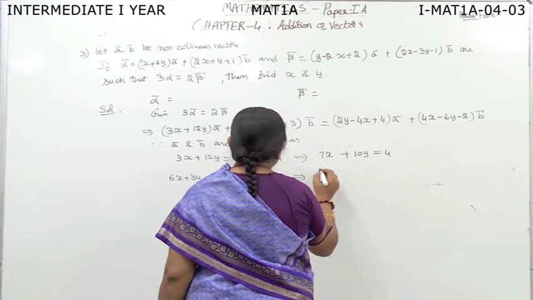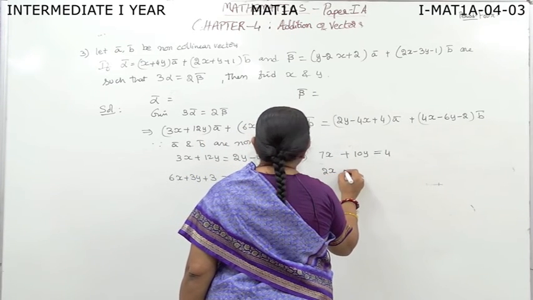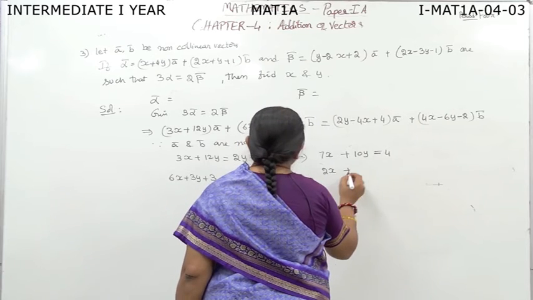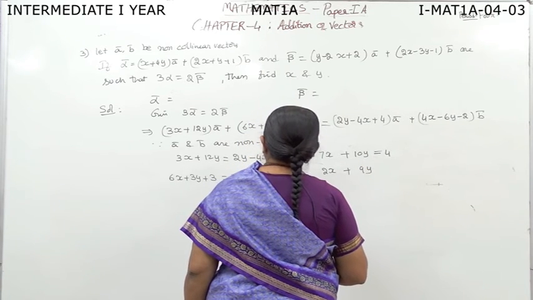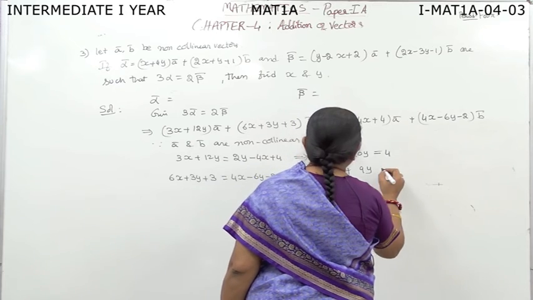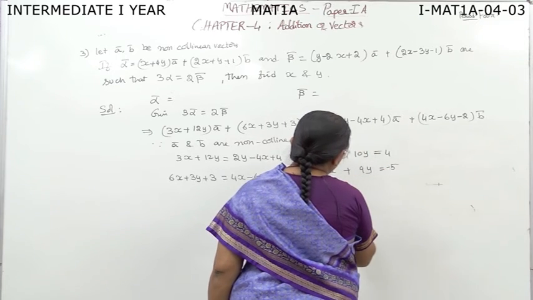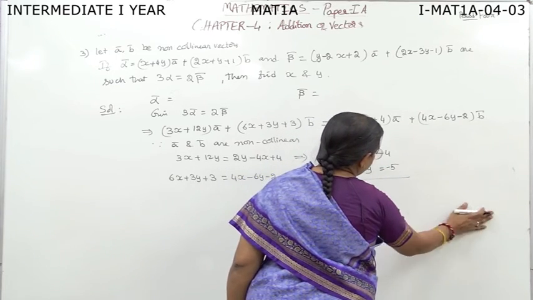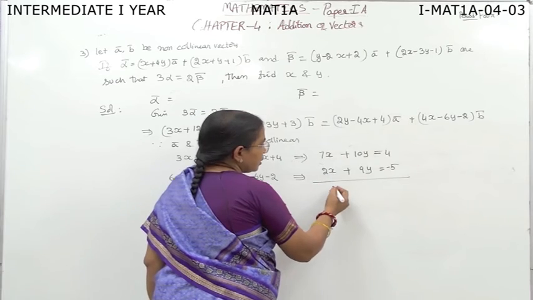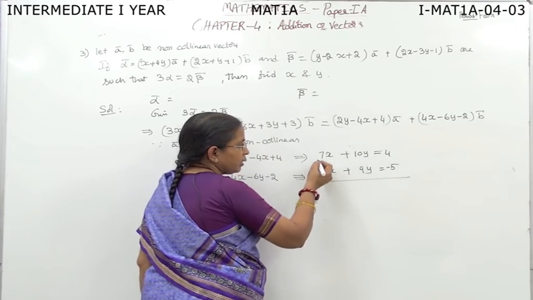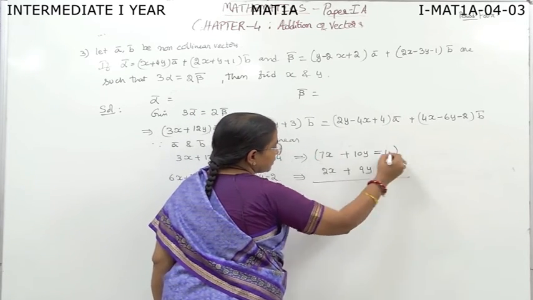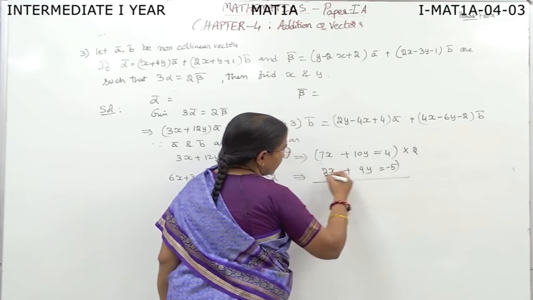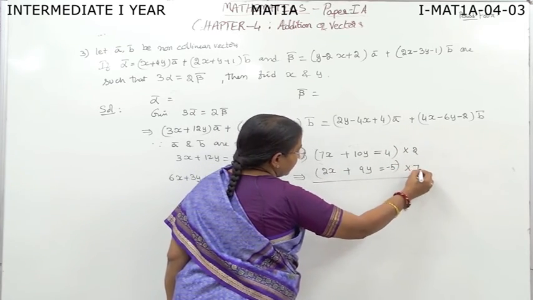And then here 2x plus 9y is equal to minus 5. Now just to solve them. Solve these two and find x and y. You multiply this with 2 and then this with 7 and add.